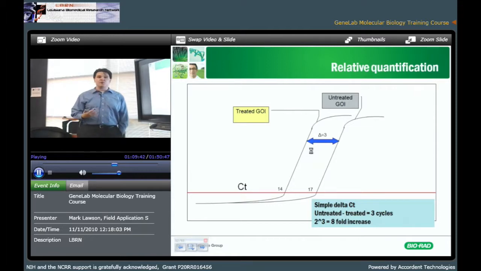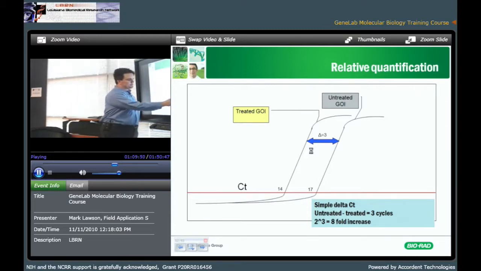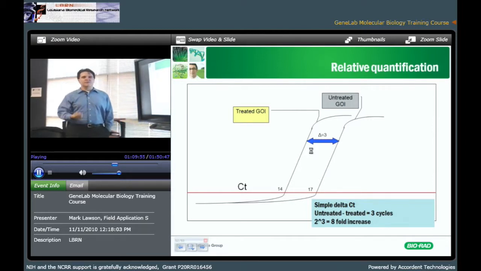Relative quantification is a bit more complicated. There's been a lot more development in how we can do these kinds of comparisons. This was the original, the simple delta CT, or the relative abundance calculation. It was the first relative method to use direct comparisons.